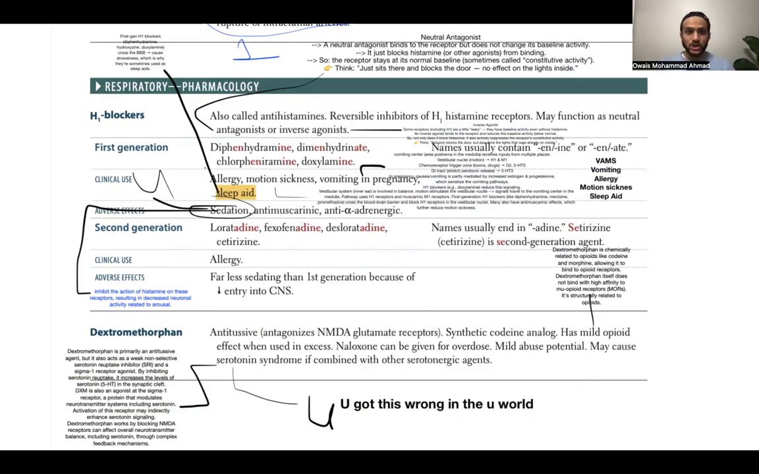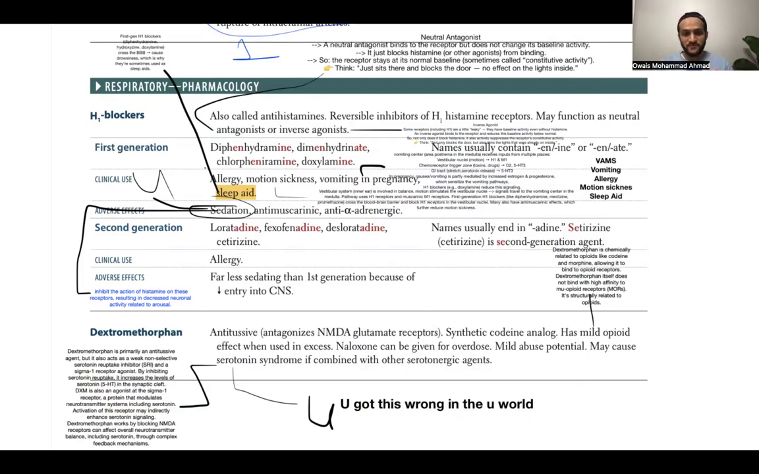Let's come to the second generation: loratadine, fexofenadine, desloratadine, and cetirizine. These usually end in 'dine', and they're used for allergy. They're far less sedating than the first generation because they have less entry into the CNS. They're basically the same drug as first generation, just without the sedation problems and with much fewer side effects. We take second generation antihistamines all the time. I have a few pills in my home right now.